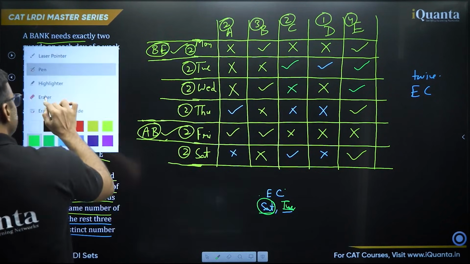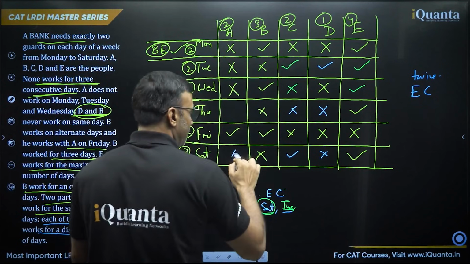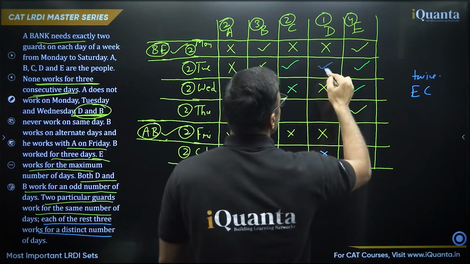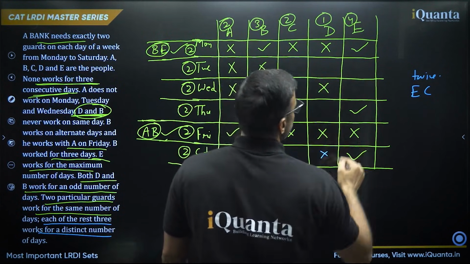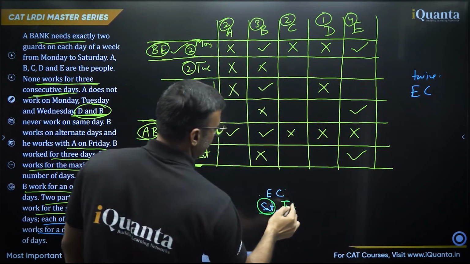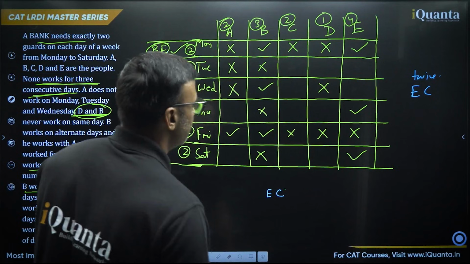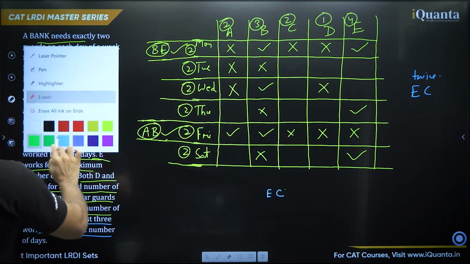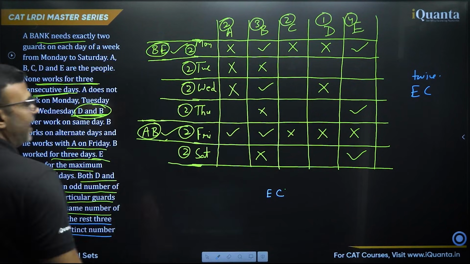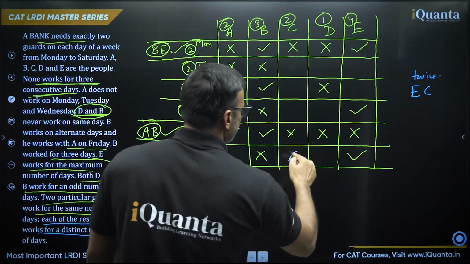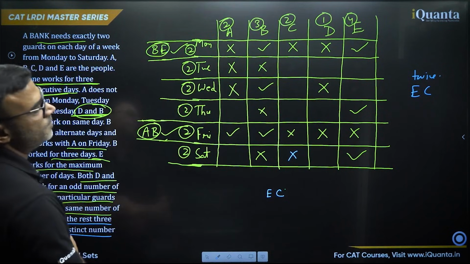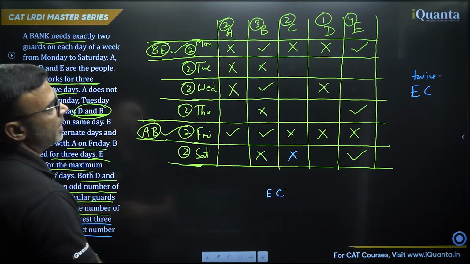All right. We are not done yet. Please be very careful. Watch very carefully. Whatever you are doing right now is going to be of a very high importance. It will help you in checking cases in all the other situations. Right. So now what do we see? We see that Saturday E and C cannot work together. Okay. Then any other combination?